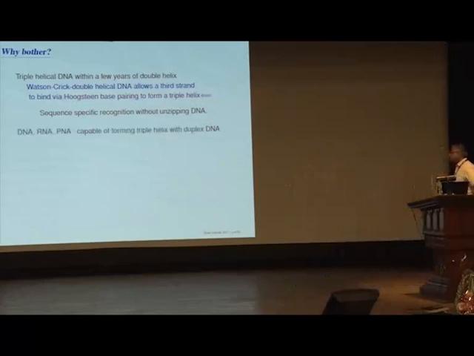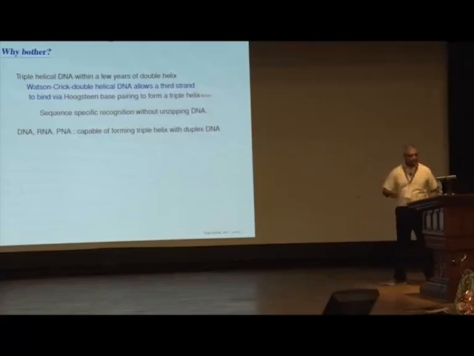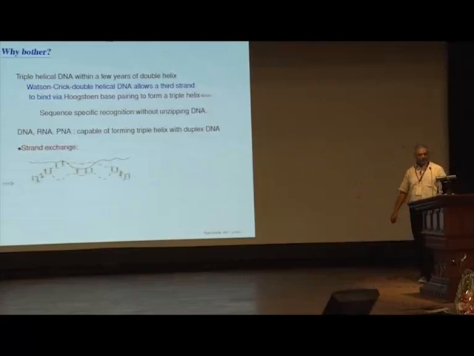And DNA is not the only example. DNA, RNA, peptide nucleic acid, where the backbone is a peptide but there are bases instead of residues. There are bases which would form this nucleic acid. So it also forms triple helical DNA. So there are many examples of triple helical DNA.